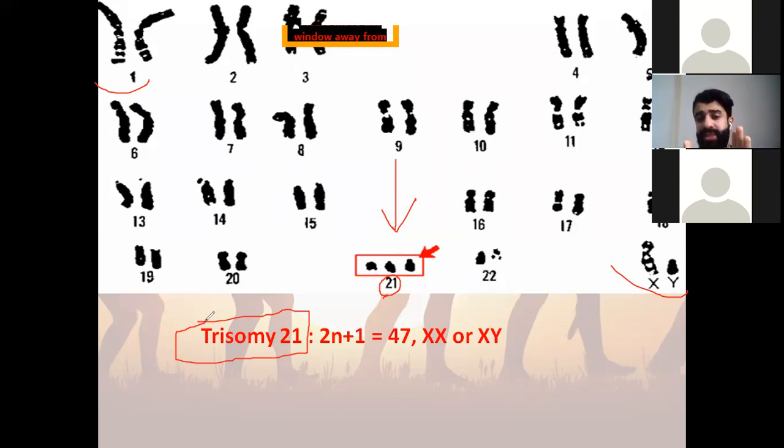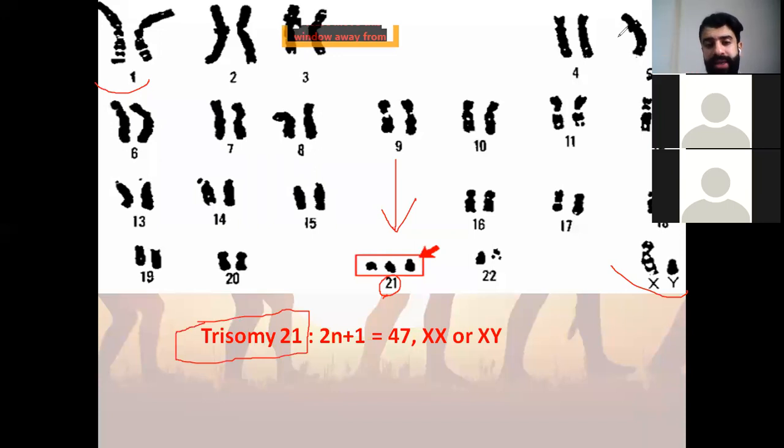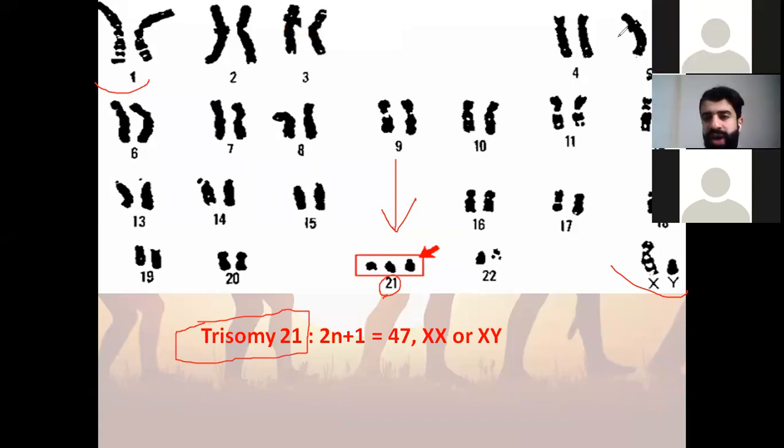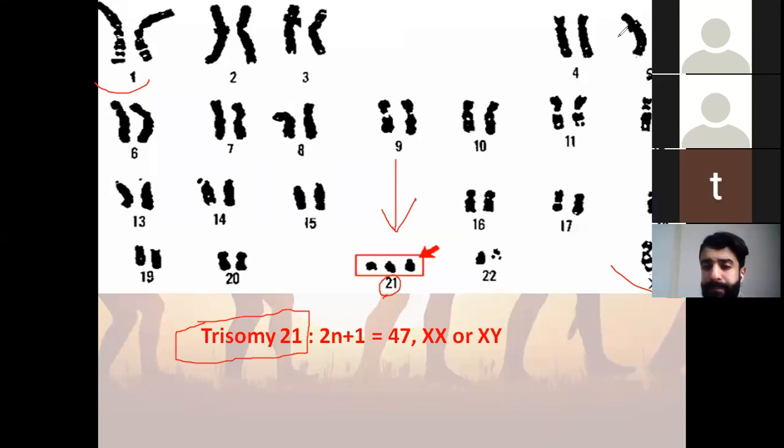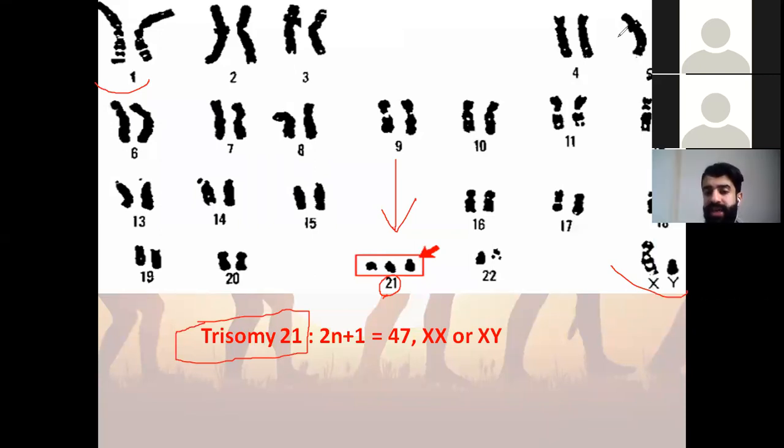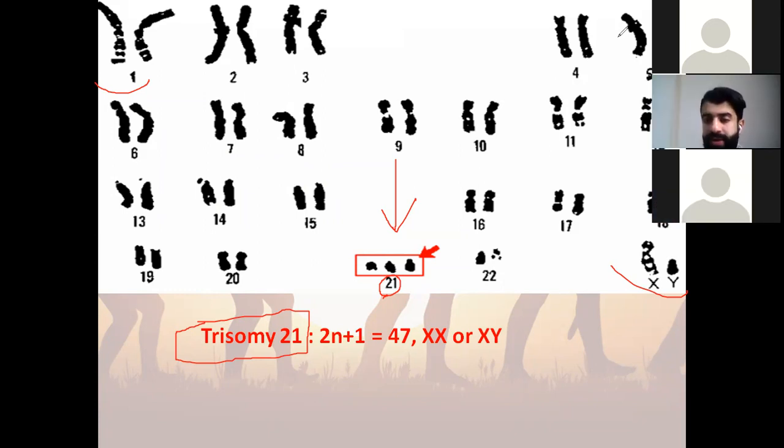So here, this abnormality is affecting what? Raise your hands to answer this question. Is this abnormality affecting the autosomes or the gonosomes? Justify your answer. Yes, Ram? It's affecting the autosomes, since it's chromosome number 21, and the sex chromosomes are not affected. Exactly. So it affects chromosome number 21. So this abnormality is called an autosomal abnormality.